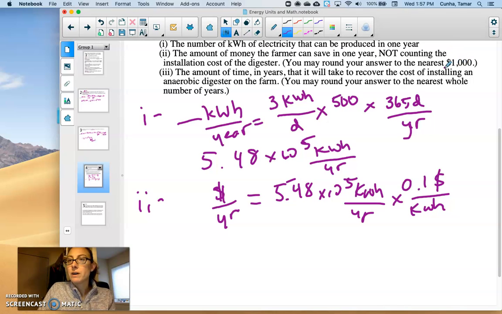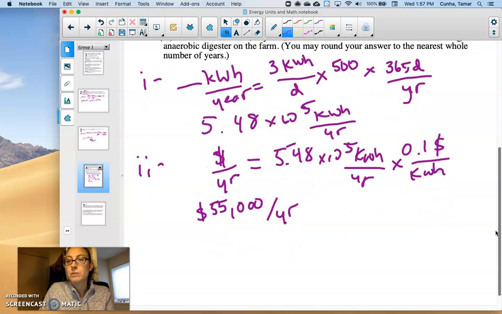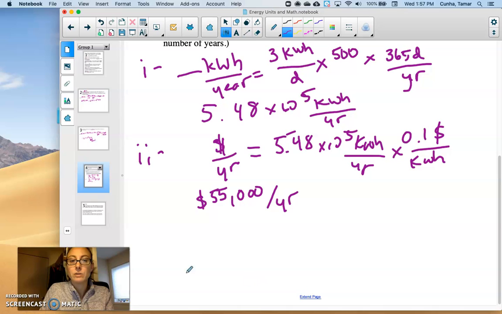They also specified nearest $1,000, so if you do out the math, that is $55,000 per year. Don't forget that a dollar sign is a unit, so make sure you treat it as such when you're doing your unit conversions in this. Sometimes you can go international and put the dollar sign at the end of the number like they do in Europe and elsewhere, and that sometimes can help us remember that we're looking at that as a unit.